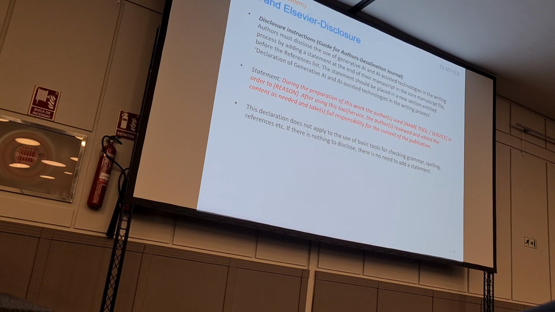So there is a disclosure statement. There's information in the guide for authors as well, but generally authors need to disclose the use of AI in the writing process, and this is the statement that is suggested. During the preparation of this work, the authors used, and then you name the tool, in order to, and then state the reason why the tool was used. After using this tool or service, the authors reviewed and edited the content as needed, and take full responsibility for the content of the publication. I mean, this obviously doesn't count for using a spell check or something like that, but really using AI technology.